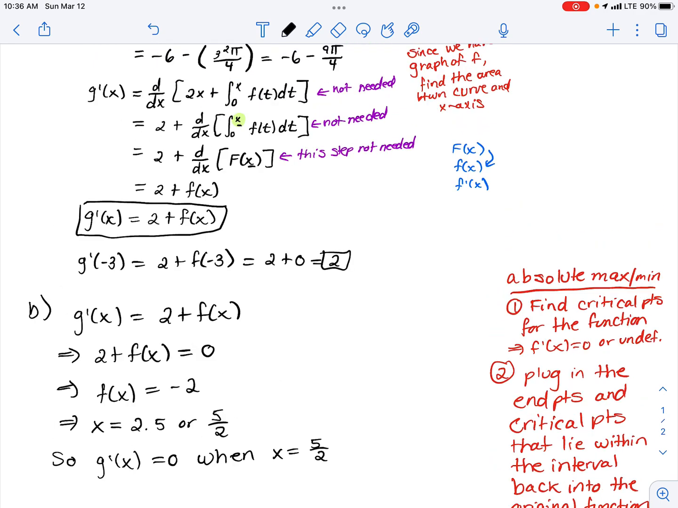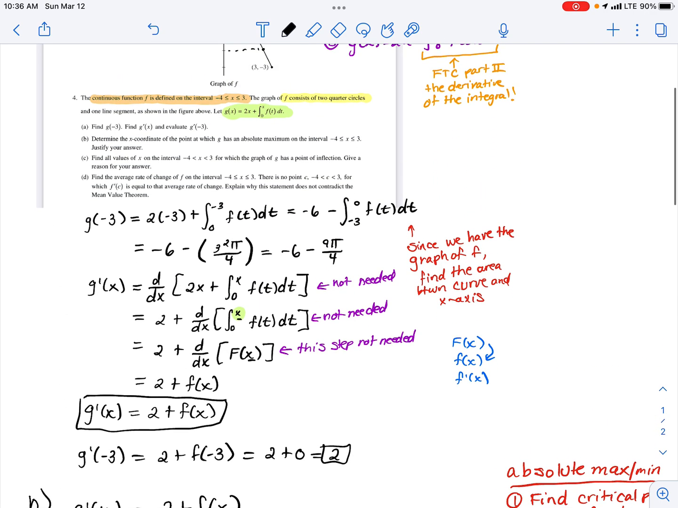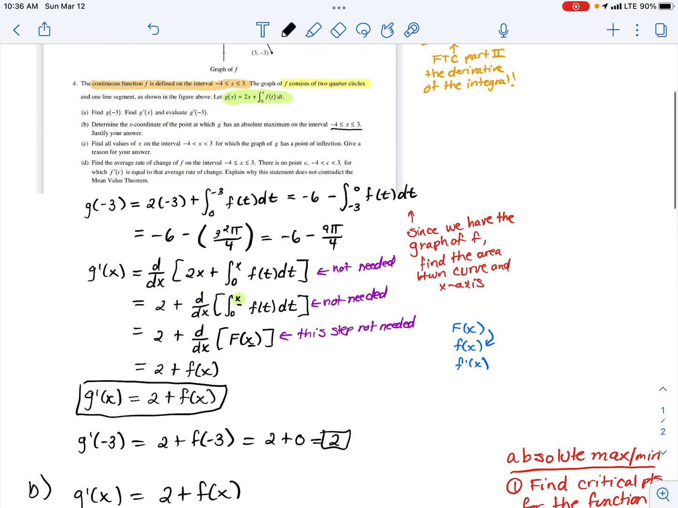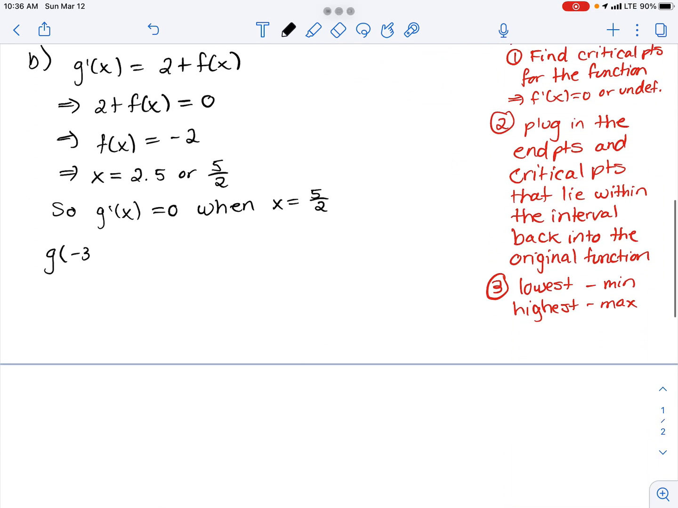So now, from here, I have to look at my interval that it wants me to find the absolute max, right? So I just have to ask myself if 2.5 is in between that interval, which it is. So I'm going to consider g of, is it -3 for the endpoint? Oh, -4. So I need to figure out g of -4, g of 5/2, and then g of 3. And then I'm looking for the biggest value.